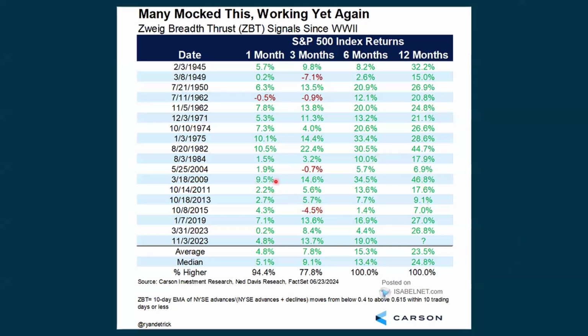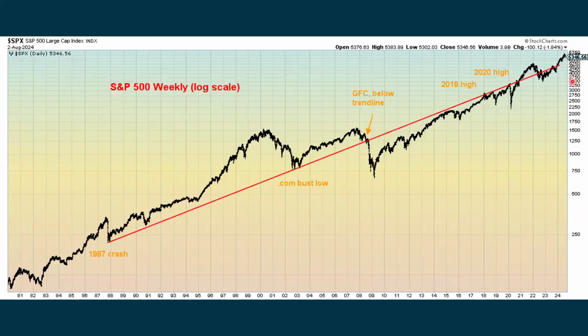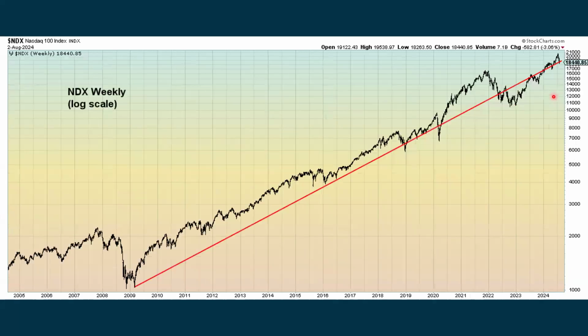This is the different stats going forward of how the ZWAG NYSE breadth thrust performed in the past. And we're still on a full-on buy signal here with the Zohorchak method. We're coming down, but still above the trend line going back to the '87 crash on the weekly chart of the S&P. So we are seeing a bit of a pullback here, but we have quite a ways to go to get back to the trend line.